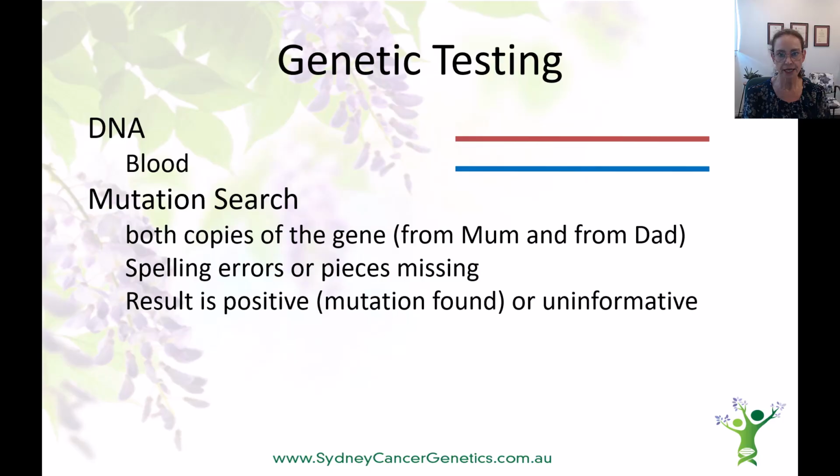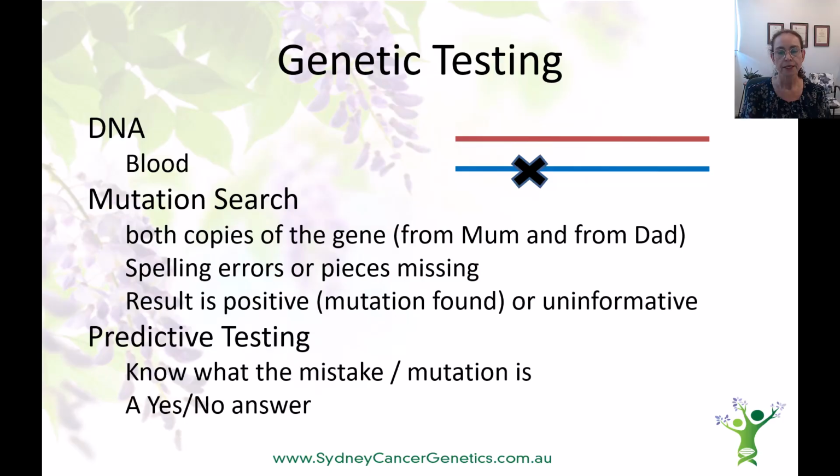Once we have the DNA, then we're just going to check the copy from mum and the copy from dad. We're not trying to tell which one's which. It's not that kind of test. We're just looking for one of those spelling mistakes or pieces missing. Now, if we did find something, that's the easy part. That genetic change, that mutation, it's been there your whole life. Now that we know about it, we can do something about it.